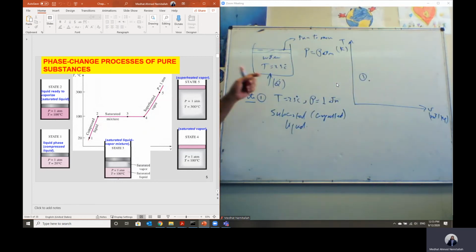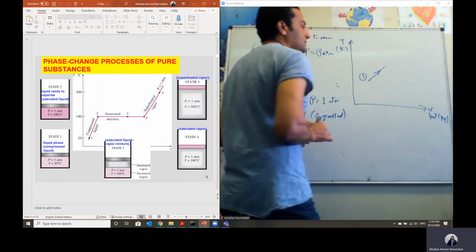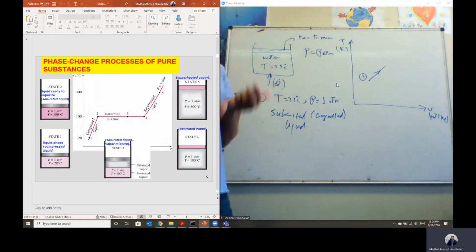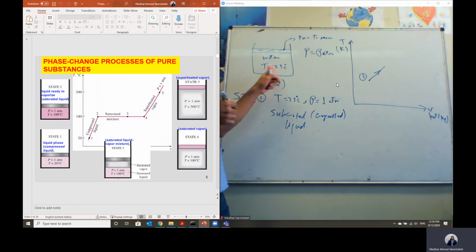Let's start boiling this water. Let's add some heat. Adding some heat will result in a temperature rise. Okay. Then the temperature will be raised. Let's continue adding heat. This heat is called the sensible heat. Sensible heat is the heat added that results in a temperature rise. So in this case the temperature will be raised.